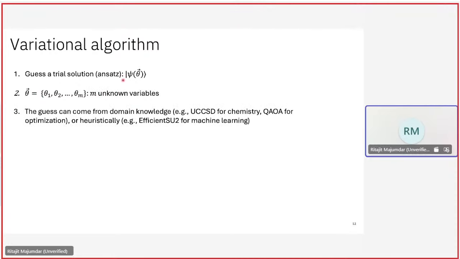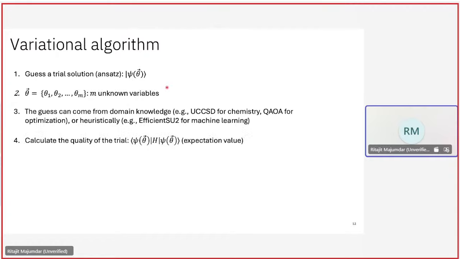How do we guess this trial solution? It can come from domain knowledge or heuristically. If you are going for things like chemistry, physics, so we have, say, UCCSD ansatz for chemistry, we have QAOA for optimization, or if you think of, say, machine learning, EfficientSU2 kind of thing, these are just heuristic. Even in chemistry, we have heuristic hardware efficient ansatz and things like this. So we can get this trial solution either by some domain knowledge or from some heuristic.